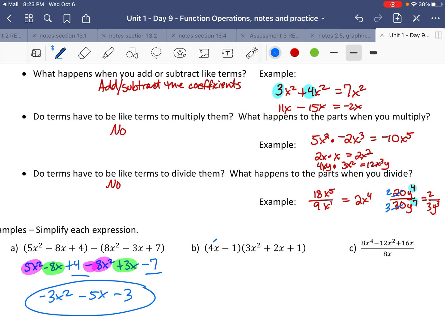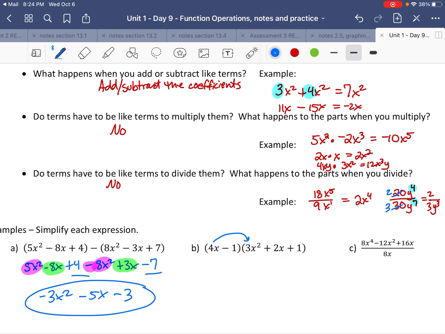I'm going to multiply 4x by 3x squared. Then I'm going to multiply 4x by the 2x, and then 4x by the 1. So that's my plan here. Then we're going to do the negative 1 times the 3x squared, the negative 1 times this, the negative 1 times that, and then we'll combine like terms and we're done.